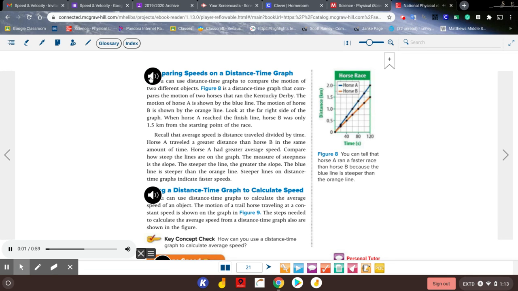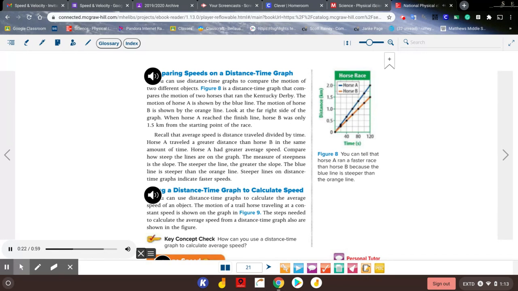Comparing speeds on a distance time graph. You can use distance time graphs to compare the motion of 2 different objects. Figure 8 is a distance time graph that compares the motion of 2 horses that ran the Kentucky Derby. The motion of horse A is shown by the blue line. The motion of horse B is shown by the orange line.